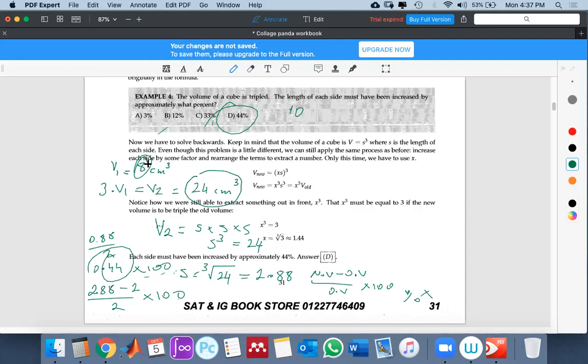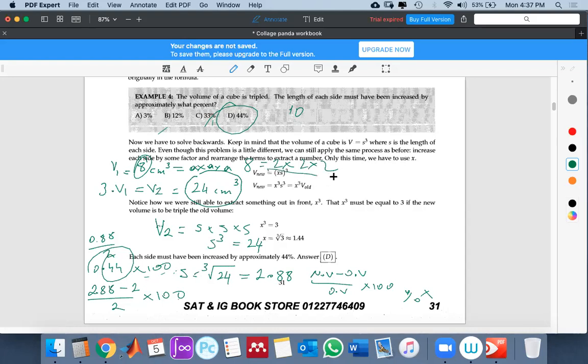And how do you understand the old one is 2? Since volume is 8, and the volume is side times side times side, how could it be? 2 times 2 times 2.